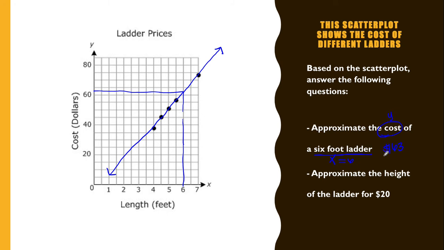Okay, let's do the next question. Again, please, I beg you, pause the video. Try it yourself. Approximate the height of the ladder. So this time I'm looking for the length of the ladder, so x, if the ladder costs $20. Dollars, what's that? The y-axis. So I'm not looking at 20 on the x-axis, I'm looking at 20 on the y-axis. Pause the video. $20. Lines up. A little over 2. So like 2.25 foot ladder.